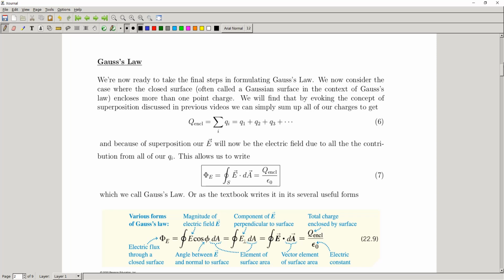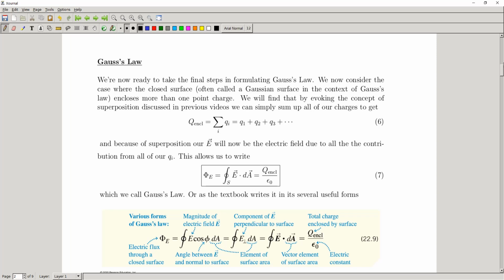And to do this, we're just going to invoke the principle of superposition that we talked about before, right? Remember in chapter 21, we started off by calculating the electric field for a single point charge, and then we said, well, what if we had multiple point charges? The principle of superposition tells us that we can just add up all the contributions from all those different point charges to get the electric field at a certain point in space. So we can add up all of our Q's, and we can calculate E at some point in space.